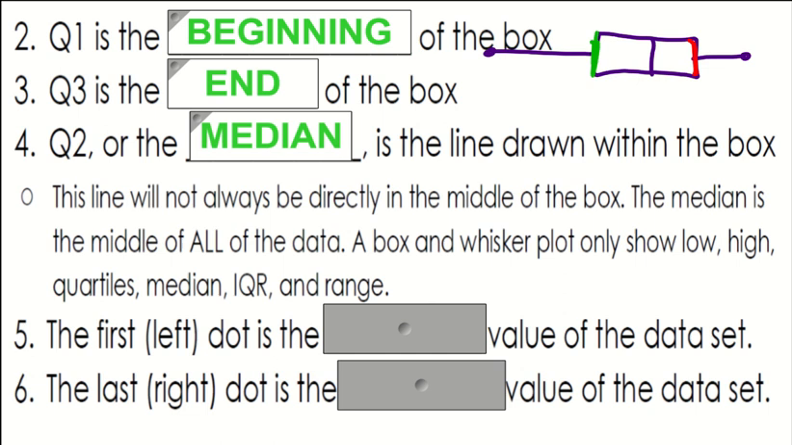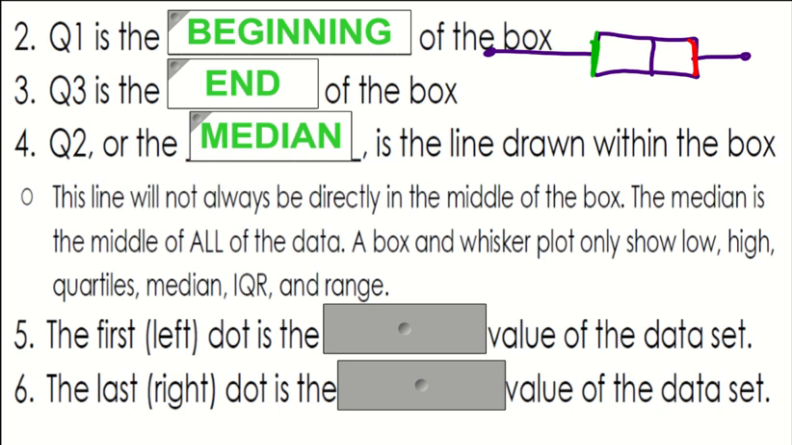Quartile 2 is the median. It's the line through the middle of the box. It says right here, it's not necessarily in the middle of the box, but it's what's dividing the box, okay? The median's the middle of all the data, just like it always is. But it's not always going to be directly in the middle of the box. Like I said, that could be a bunch of data with the same numbers.